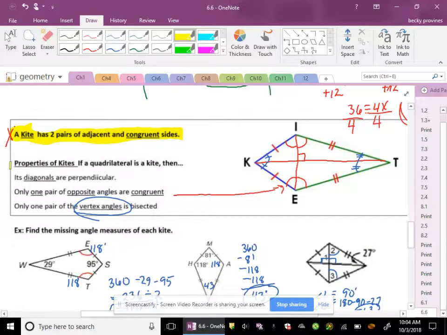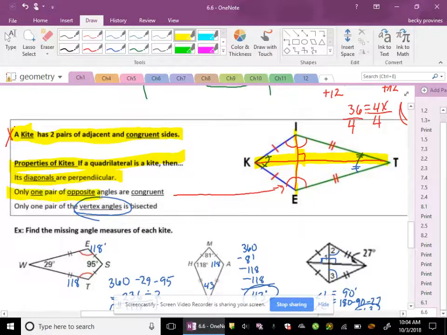Okay, so properties of a kite. The diagonals are perpendicular. Okay, so that's important. Take a second and let's draw this in. Notice this is a diagonal and this is a diagonal, and I drew in the little right angle. So you need to fill that in.